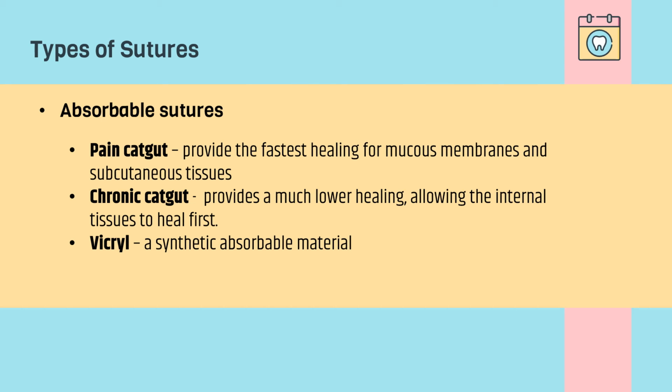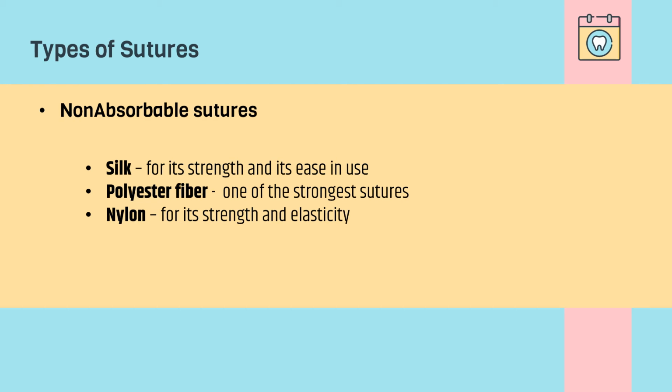Monocryl, a synthetic absorbable. For non-absorbable sutures, we have silk for its strength and ease of use. Polyester fiber, one of the strongest sutures. Nylon for its strength and elasticity.